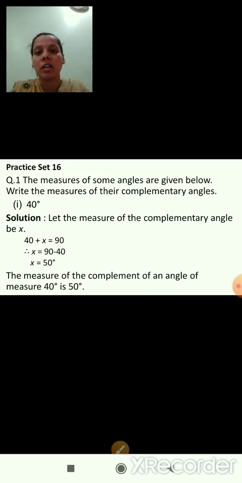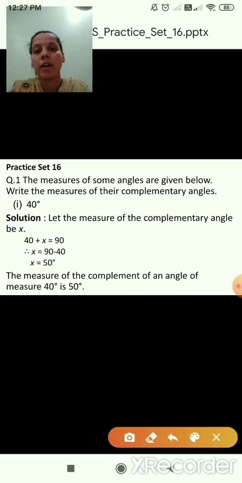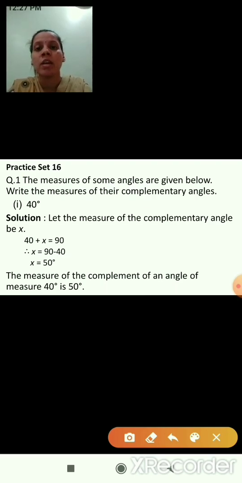Okay, so we'll start now. First question, that is 40 degree, as you can see here. Now we'll find out the solution. One angle is given, that is 40 degree. First step in the solution: let the measure of the complementary angle be x. So what is the complementary angle of this 40 degree? That we will consider as x. Correct. So in the first step, 40 plus x is equal to 90 degree.